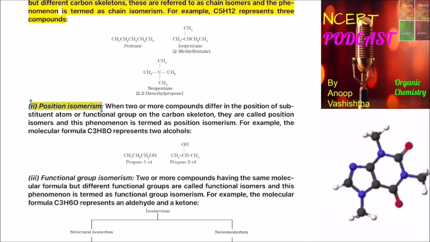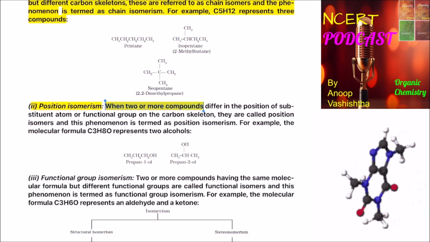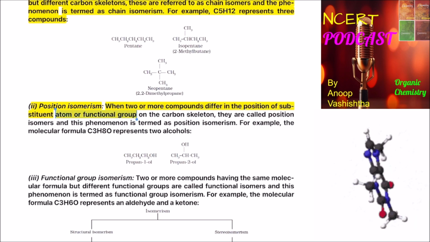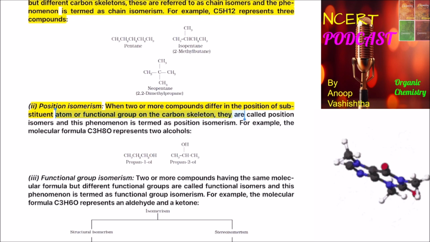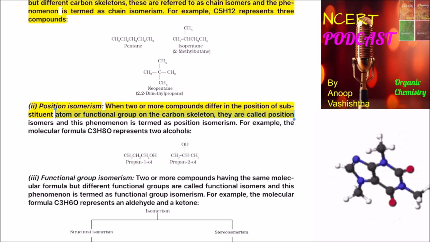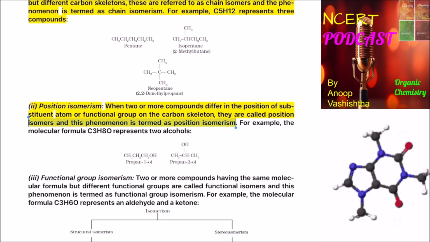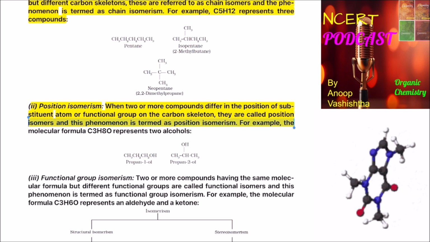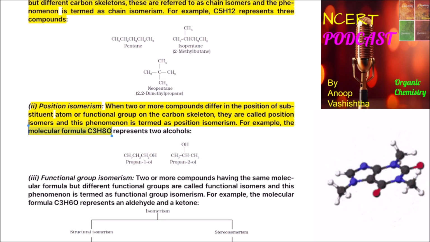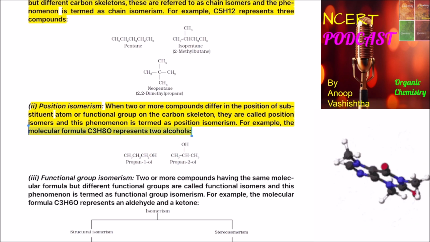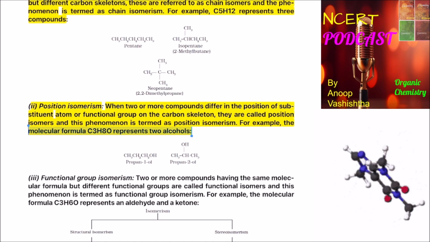Second, position isomerism. When two or more compounds differ in the position of a substituent atom or functional group on the carbon skeleton, they are called position isomers, and this phenomenon is termed as position isomerism. For example, the molecular formula C3H8O represents two alcohols: propan-1-ol and propan-2-ol.